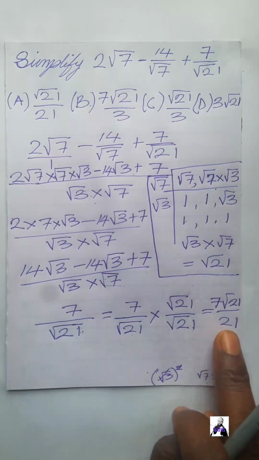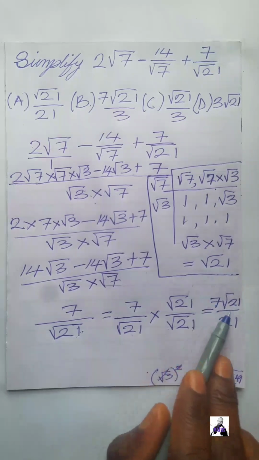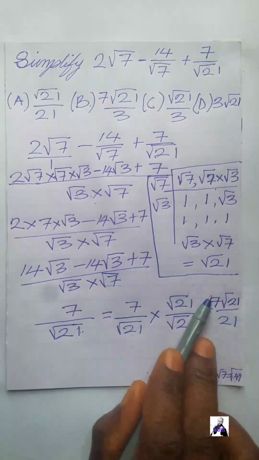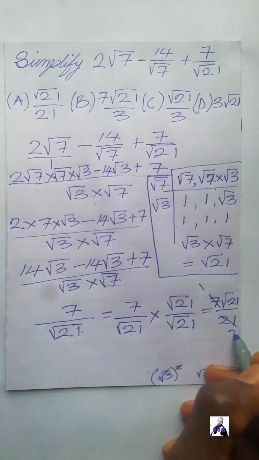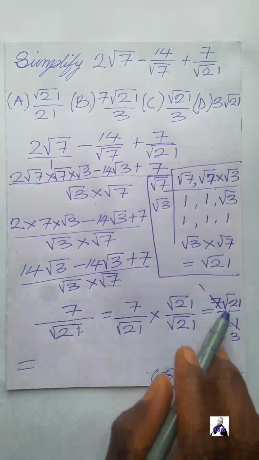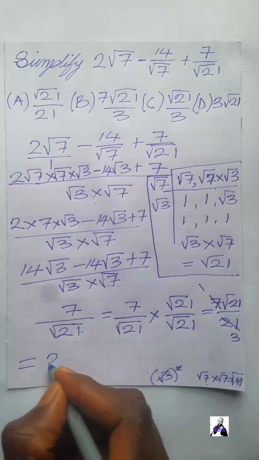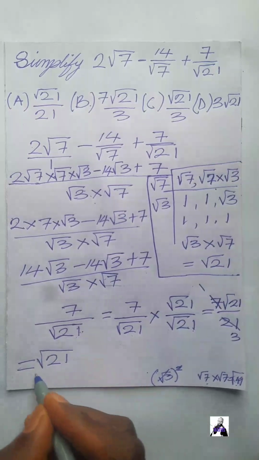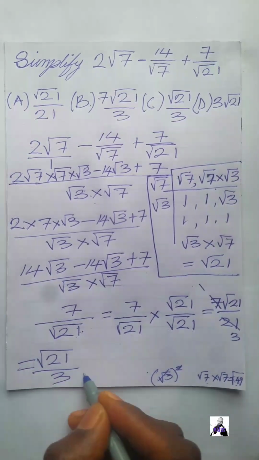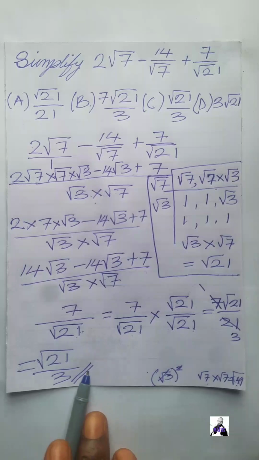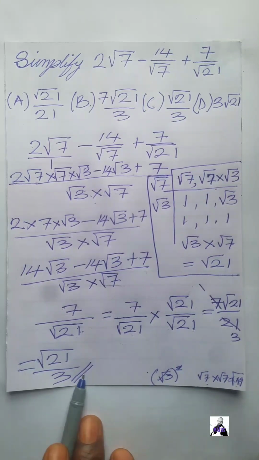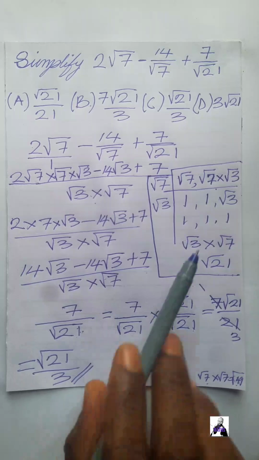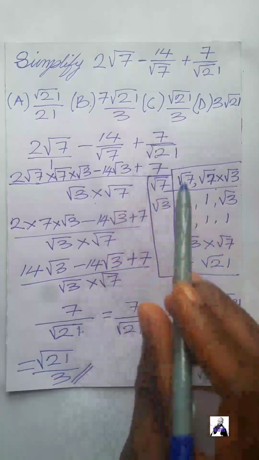See that? Now we see that 7 can cancel 21. So 7 goes into 7, 1; 7 goes into 21, 3. So the entire numerator becomes root 21, and the denominator is 3. Now there is no square root sign in the denominator, so we've rationalized our problem, and that is our final answer. Let's look through the options. That is option C.